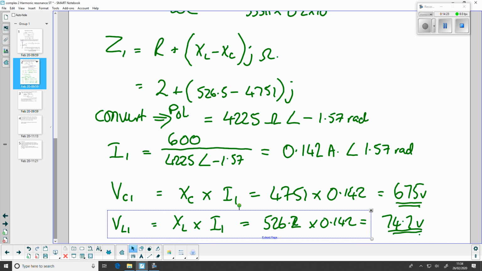So that's the situation in terms of the intended design of this circuit. It's supposed to carry a current of 0.142 amps, and the capacitor needs to handle 675 volts, and the inductor needs to handle 74.7 volts. All right.